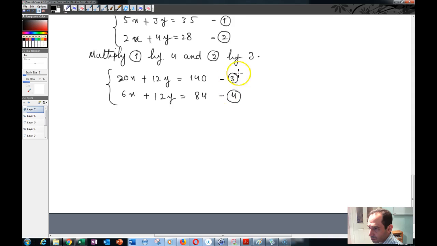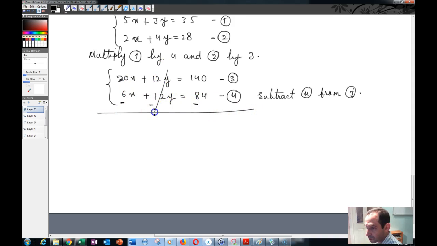Now if you want to calculate x here, you subtract equation number 4 from equation number 3. To subtract, you can take the algebraic opposite of all of these terms and then add them together. So the y terms cancel out, and that's what we wanted. 20 minus 6 is 14x, is equal to 140 minus 84, which is 56.